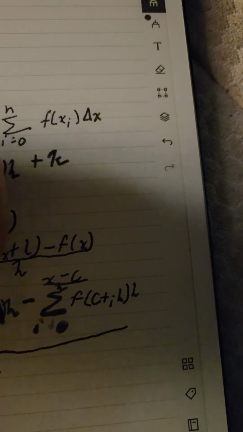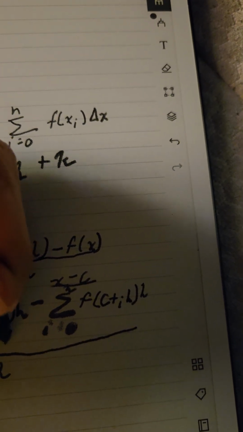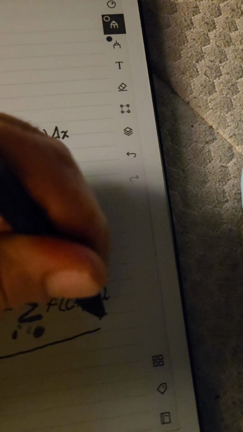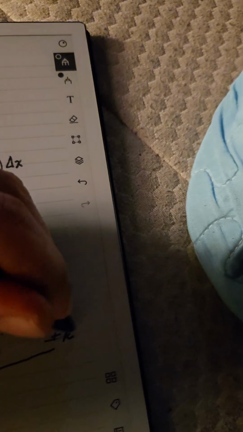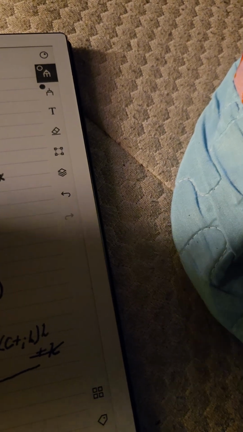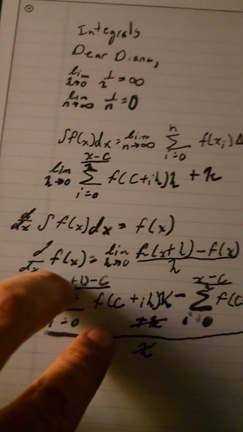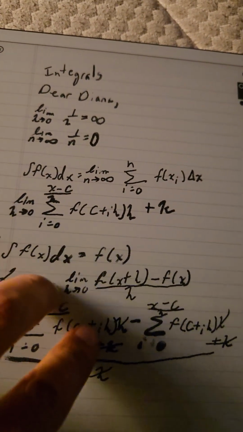Oh, this is plus k, this is plus k. How are we gonna do this? The point is that the k's cancel. The k's cancel, the h's cancel, and all you're left with is this.